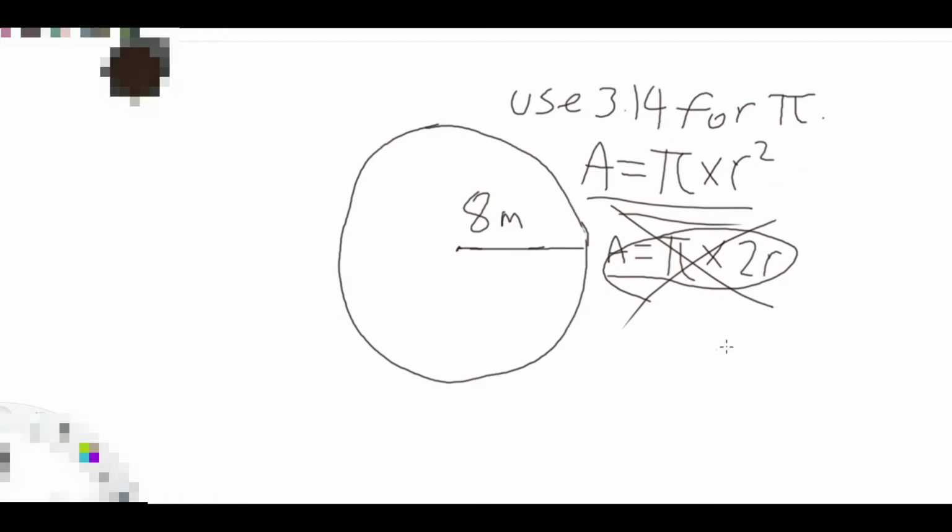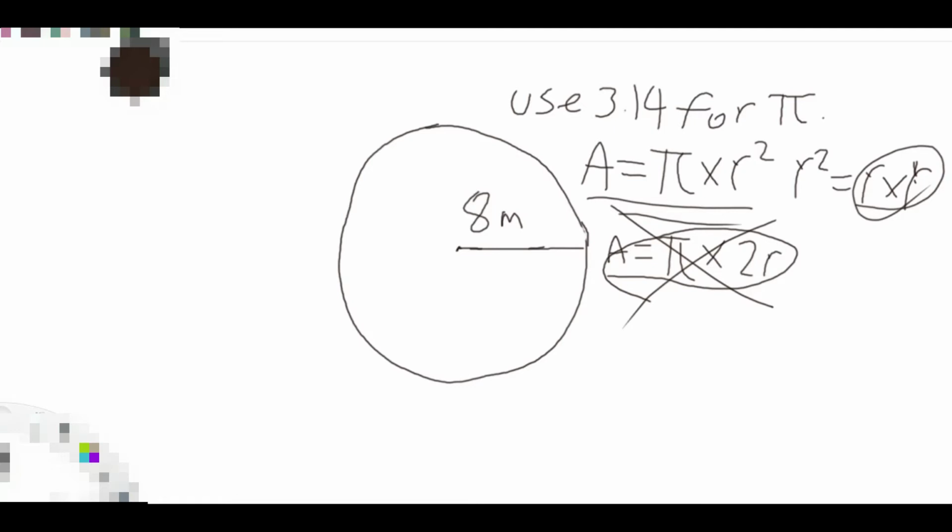And r squared means r times r. And also pi.